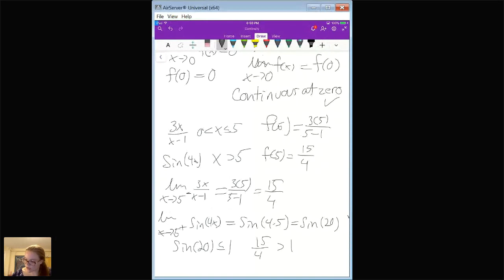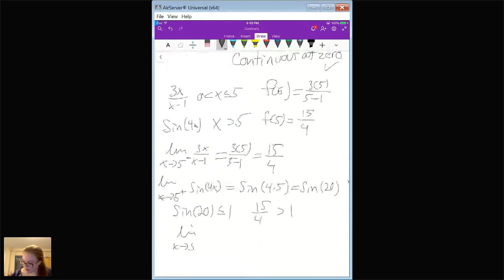Okay, so because of that, the limit as x approaches 5 from the left, which is 3x over x minus 1, does not equal the limit as x approaches 5 from the right of sine of 4x. Okay, because of this, it is not continuous.